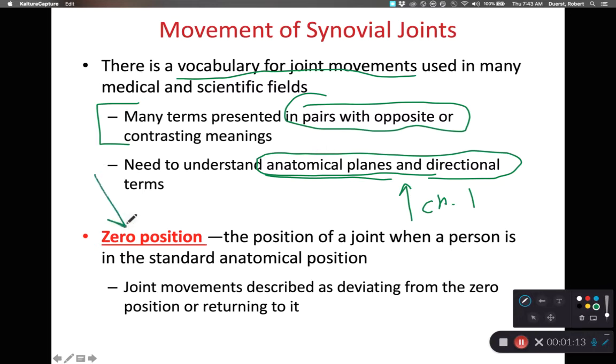Now we need to define the zero position. This is when a person is in standard anatomical position, so the joints are all at 0 degrees of flexion or extension or movement. Any movement away from standard anatomical position, or returning to anatomical position, is described as a movement. So when we're standing in anatomical position, we're at the zero position, and any other movements away from or towards anatomical position is a movement.